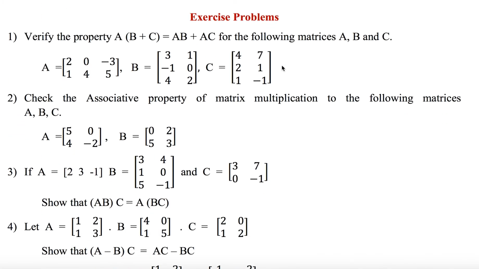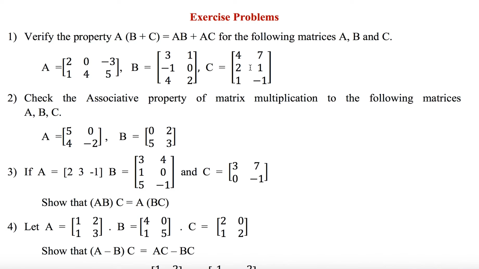Coming to the exercise problem, verify that A into B plus C equals AB plus AC for the following matrices A, B, and C. Is that a little involved? No. Anyway, the orders are not going to change. If the orders are the same for A, B and C, it is pretty easy.